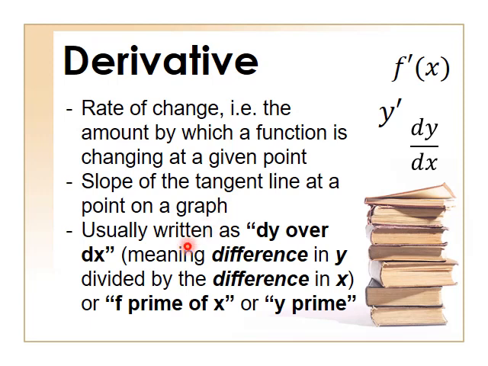So usually, it is written as dy over dx. So ibig sabihin nito, difference in y divided by the difference in x. Or sometimes, we also read this as f prime of x or sometimes y prime. Okay, so ito yung mga example ng mga notations natin for derivatives.